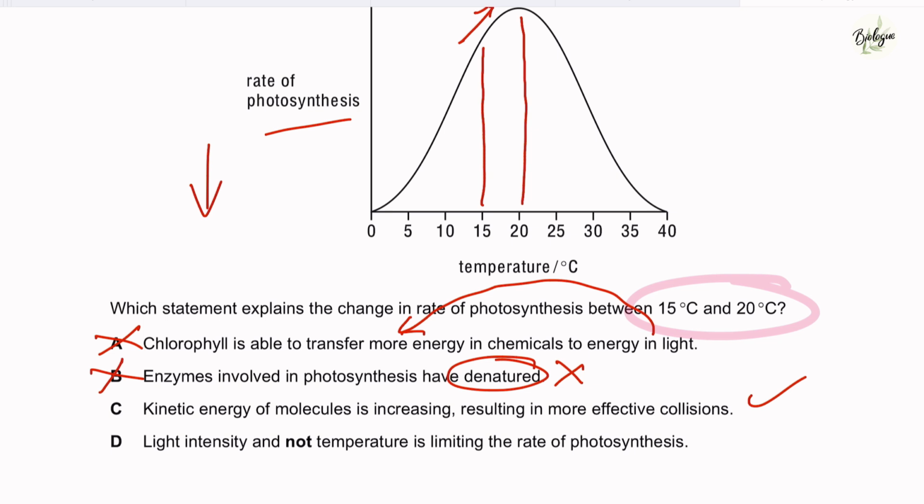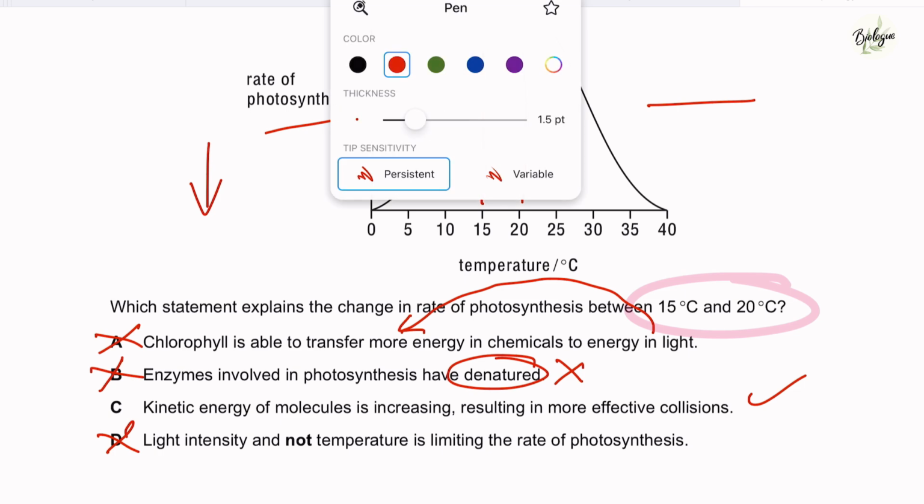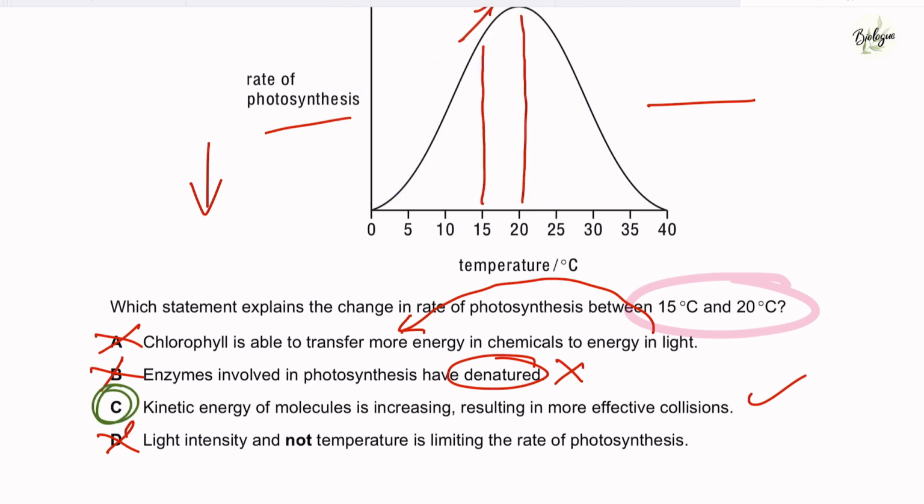Light intensity and not temperature is limiting the rate of photosynthesis. So what this is saying is only light intensity is limiting the rate of photosynthesis, which doesn't really make sense, because if light intensity was limiting the rate of photosynthesis, you would see somewhat of a stagnant rate of photosynthesis. So you would see a constant rate, or at least somewhat of a decline. You wouldn't see an increase. So that doesn't really seem right. So I would actually say the answer is C in this case.